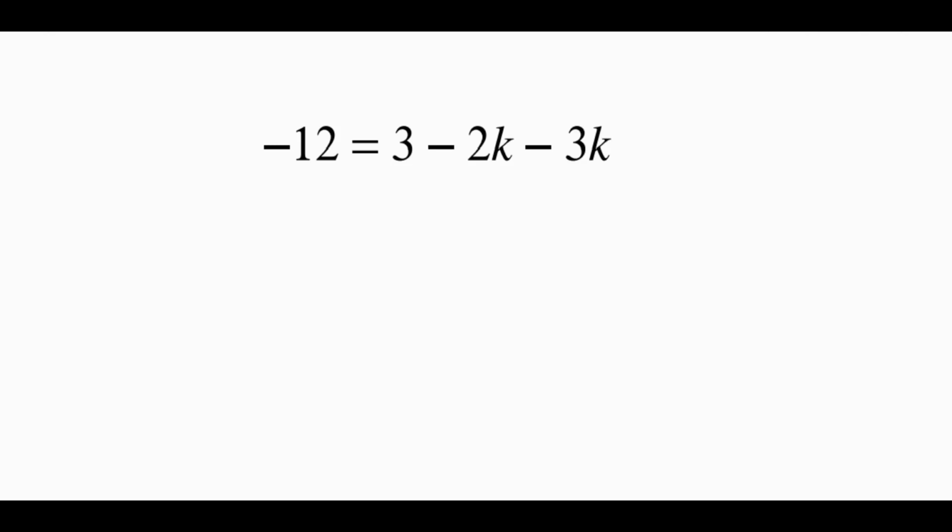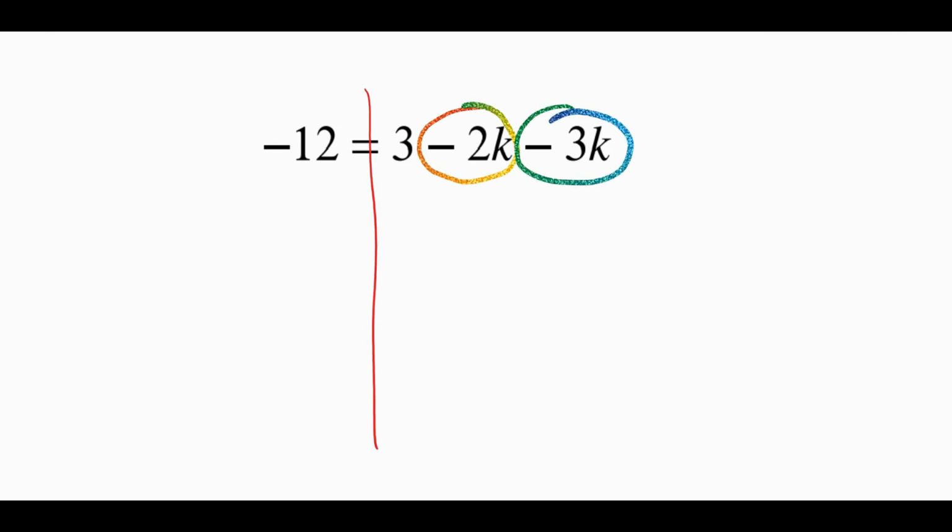Negative 12 equals 3 minus 2k minus 3k. After I draw my line, I look for like terms that are on the same side of the equal sign. I have negative 2k and a negative 3k. If we have the same signs, we add and we keep the sign the same. So first let me bring down my 3, and then this turns into negative 5k. And on this side, I still have a negative 12.